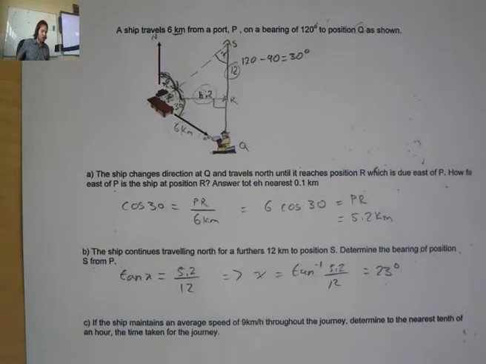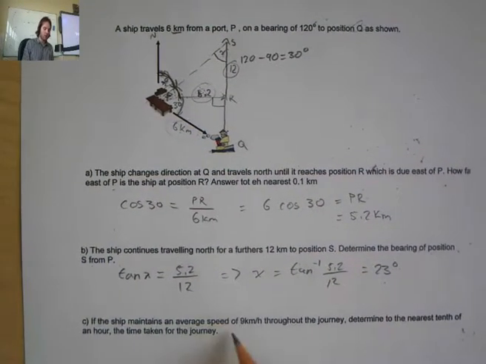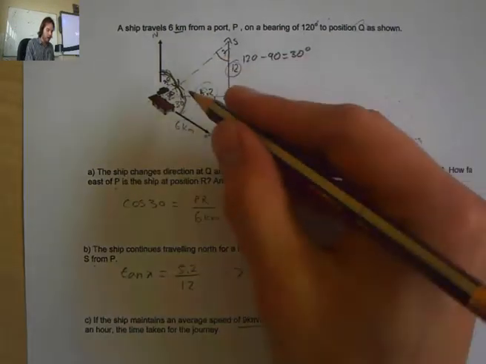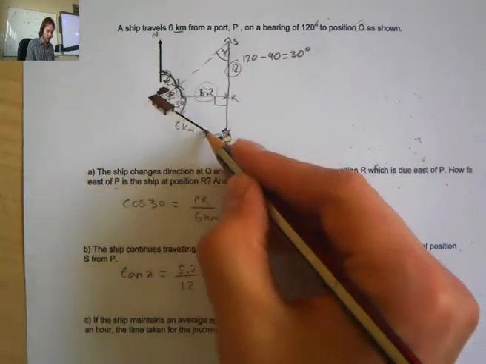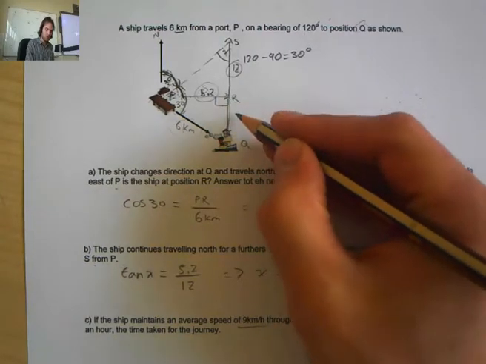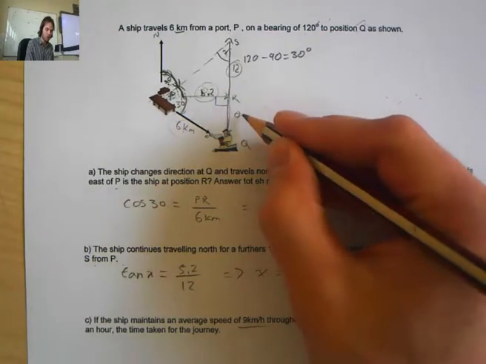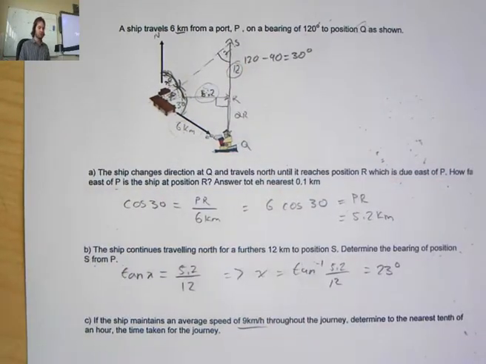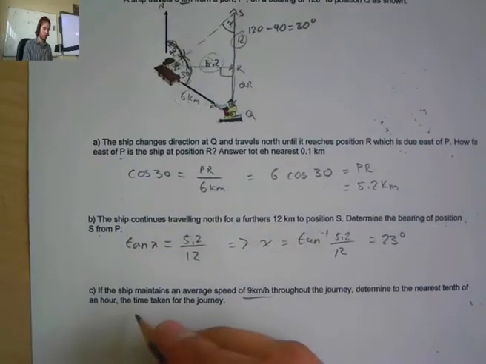So now it wants to know, if the ship maintains an average speed of 9 kilometers per hour throughout the journey, determine to the nearest tenth of an hour the time taken for the journey. Well, to start this off, let's see if I know all my distance. We go 6 kilometers here, then here we don't know. We do not know QR. That's unknown. But then we know RS is 12. So first I find my distance of QR.